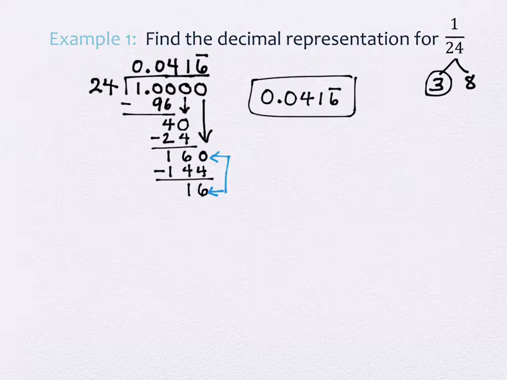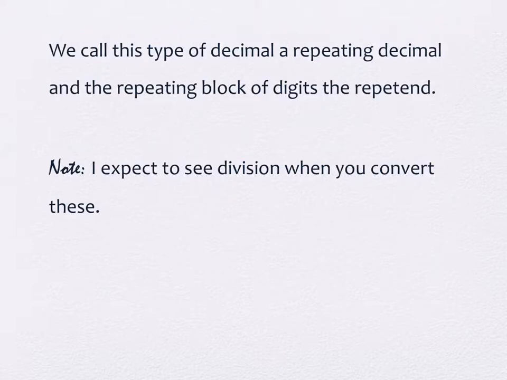Now, this type of number is in fact called a repeating decimal. And the repeating block of digits is called the repetend. So on that last problem, the repetend is just the number 6.